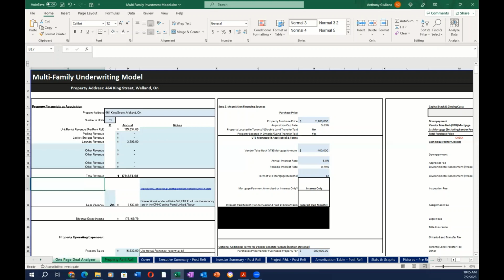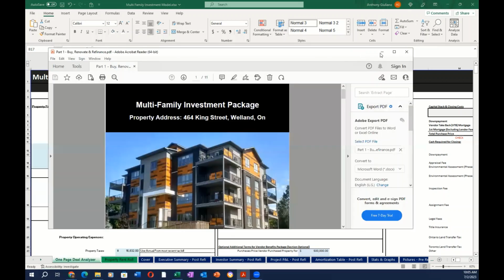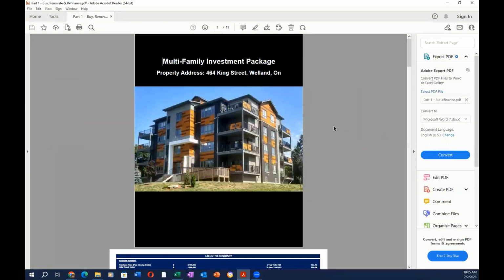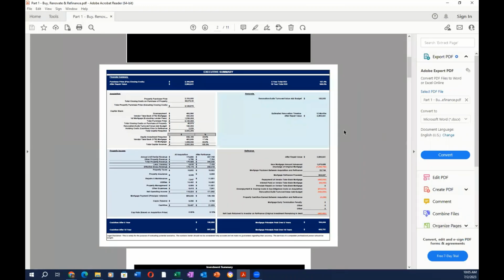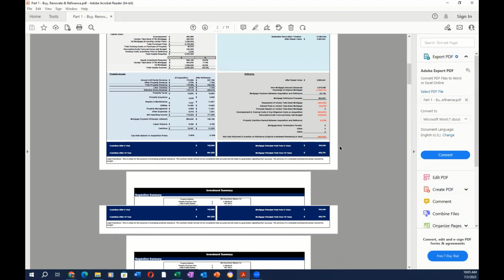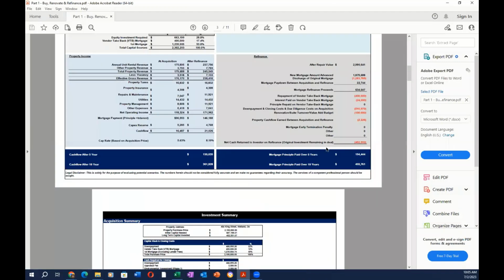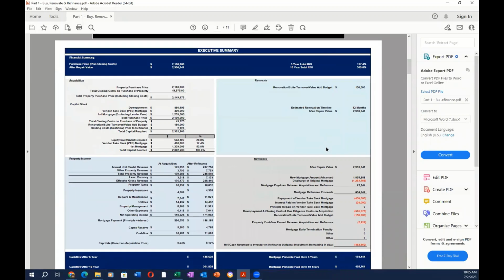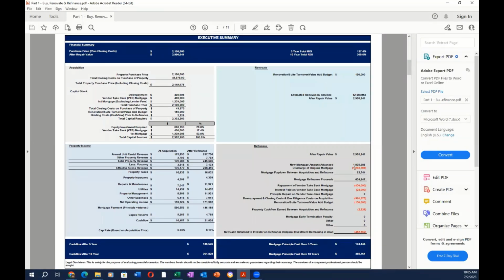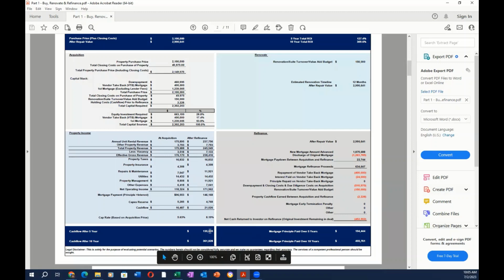At the end, you'll also be able to generate a very sleek PDF package, such as the one over here, to quickly present your deal to any partners, or even to understand for yourself what variables need to be adjusted to make the deal profitable. It will generate a quick executive summary showing an acquisition summary, your renovation budget and timeline, the property income at acquisition and refinance, and how your refinance proceeds will be distributed out.